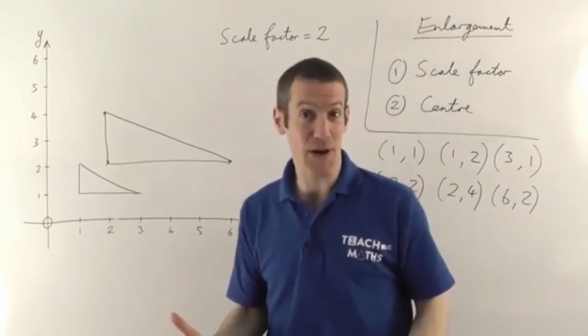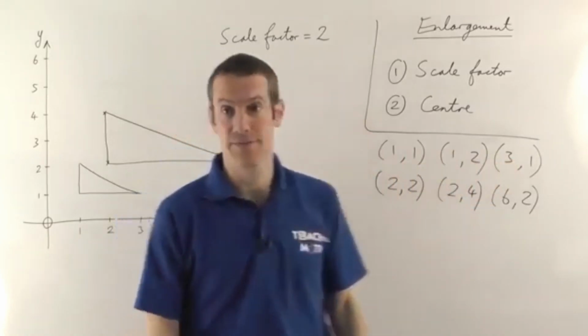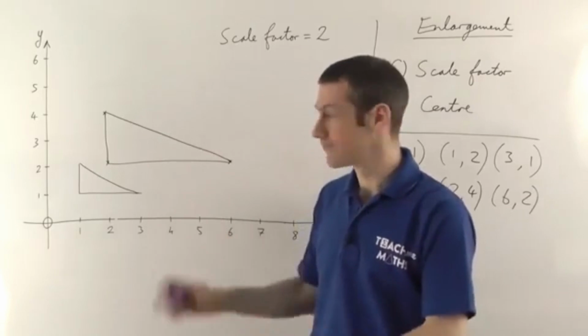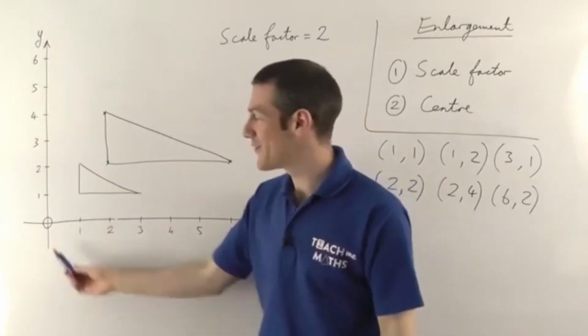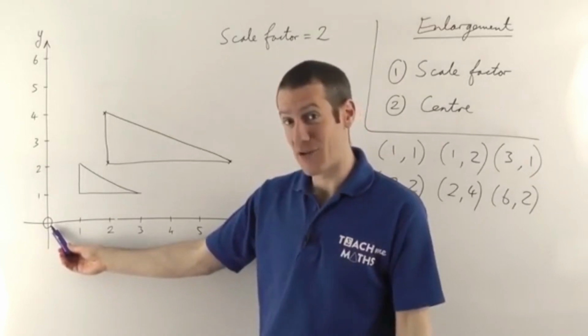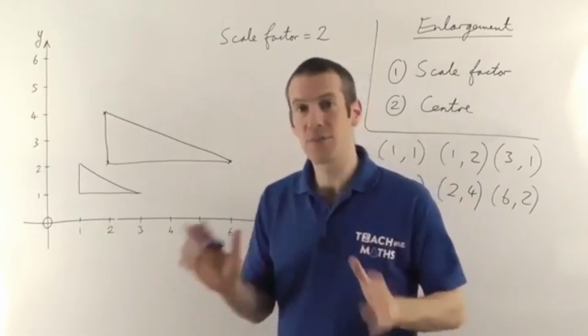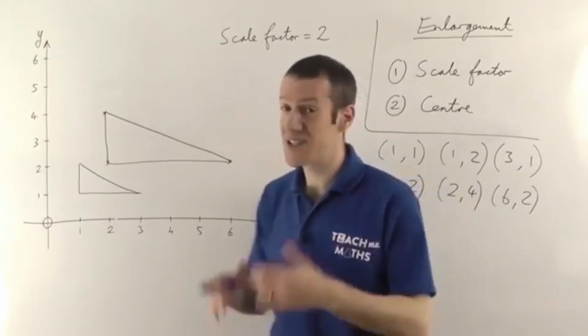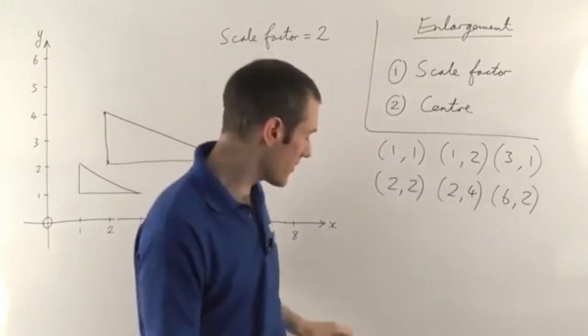So that's the easy way. You just take the coordinates, times them by the scale factor. And that will work for any shape at all, as long as you know the coordinates of the corners. But only if the centre of enlargement is the origin. Now, if the centre of enlargement is not the origin, you have to use a completely different method. But as I say, most of the time you will find the centre is the origin. So let me show you the other method.